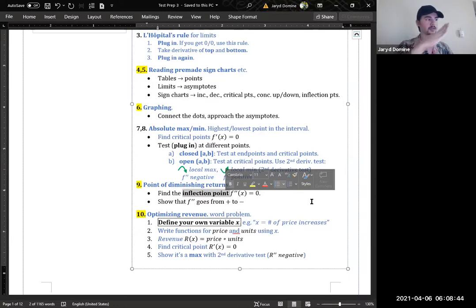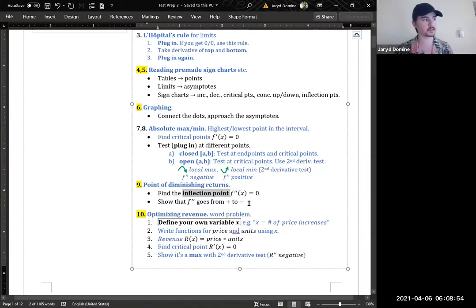That means your slope has reached its highest, like you're at the highest slope, and then after that, it's kind of leveling off, right? That's the idea. So just find the inflection point. And there's one thing you have to show. You have to show that the second derivative goes from positive to negative, which is just another way of saying that your rate is at a maximum.